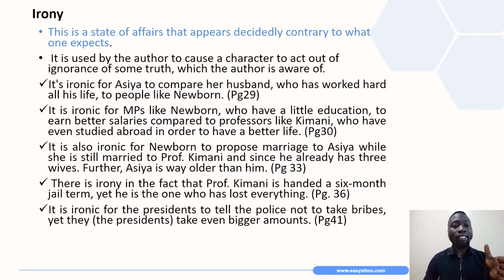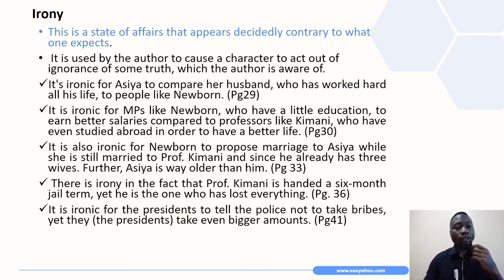So number one, it is ironic for a seer to compare a husband who has worked hard all his life to people like Newborn, who we are told only amasses wealth, or let me use the word steals public funds, because that is what is common with most of the lawmakers, as they even stage a coup to increase their own salary. So it is ironic for Asia to compare her husband Kimani with such a loser, Newborn Walomu.